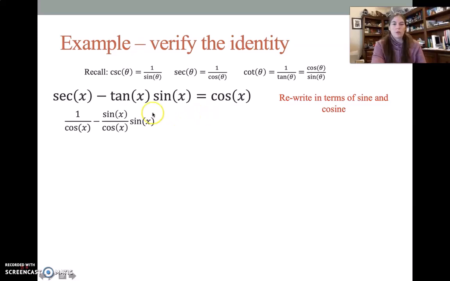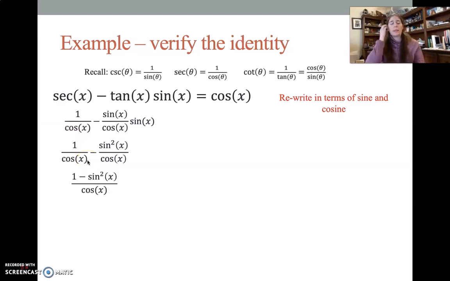So secant is 1 over cosine, tangent is sine over cosine, and then sine here. So what I'm going to do first is pull that sine up to the numerator, and so I have 1 over cosine minus sine squared over cosine, and then I have common denominators. And so I can write it like this.